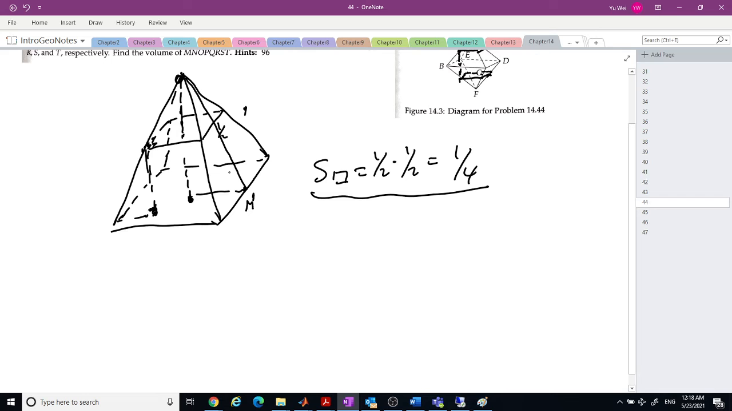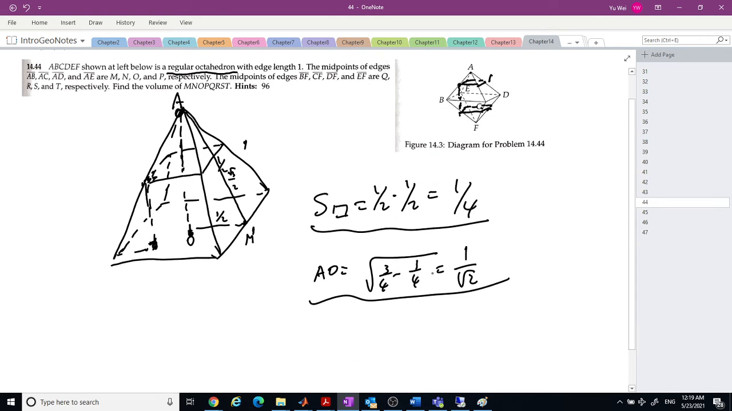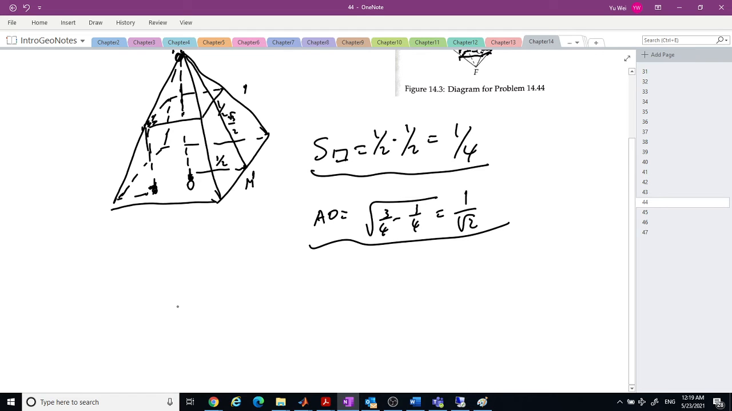Let's take this as M, this is A, and this is O. We know that this one is 1/2, and this one is √3 over 2. Now we can calculate AO: 3 over 4 minus 1 over 4 is equal to 2 over 4, which is 1 over √2. So now we can calculate the volume.